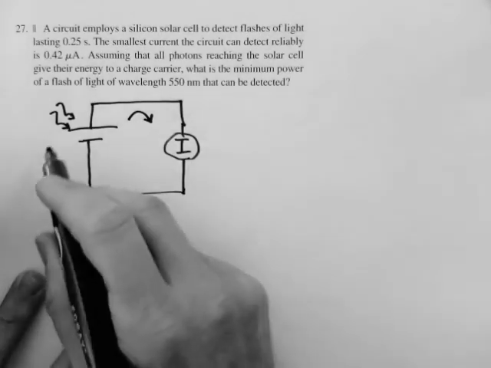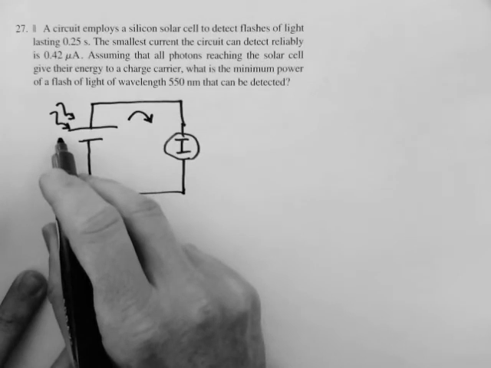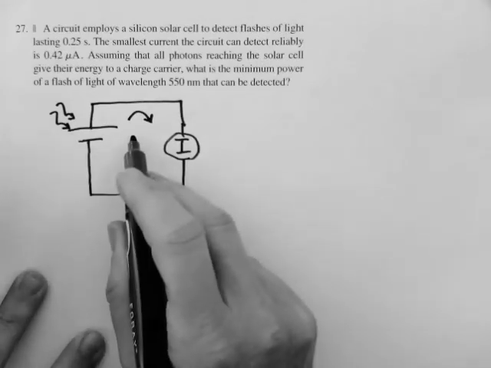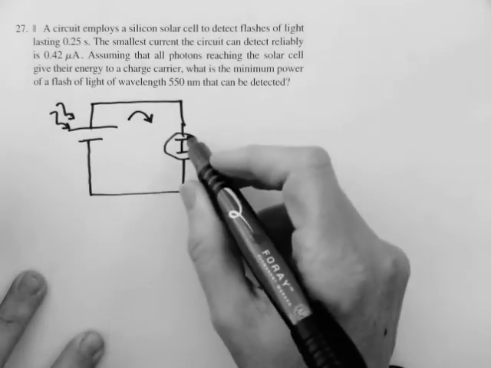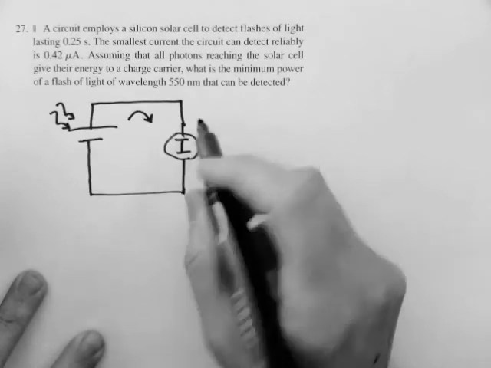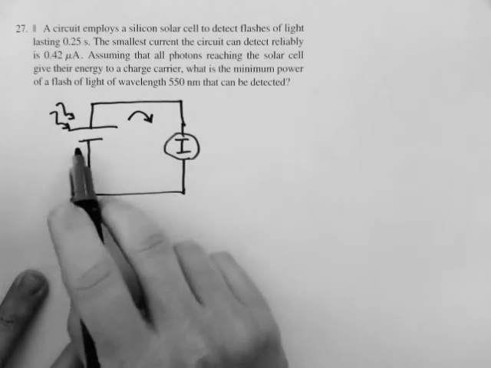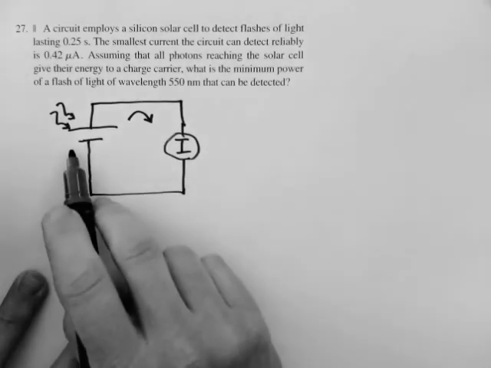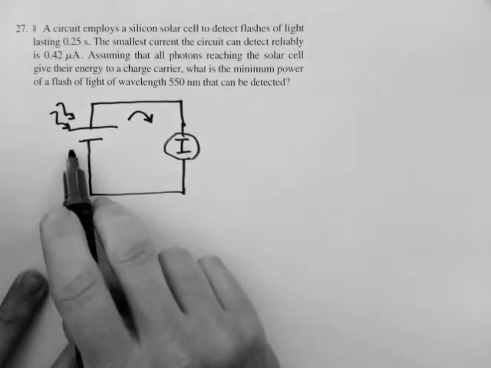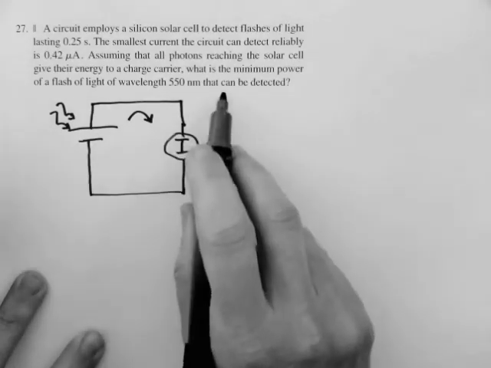Now here's the thing. Each photon that comes in gives rise to a charge carrier. So if I'm measuring a current, that's the coulombs per second, that's a measure of how many electrons are going through the circuit. And that is a measure of how many photons fell here. So we can go ahead and figure out the number of photons, and therefore we can figure out the power of the flash of light.